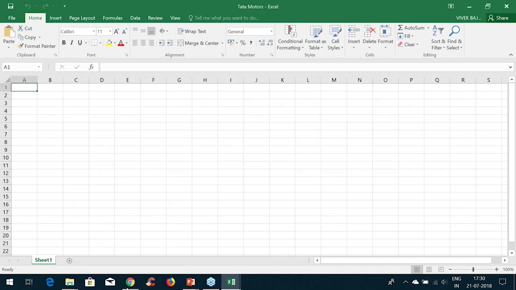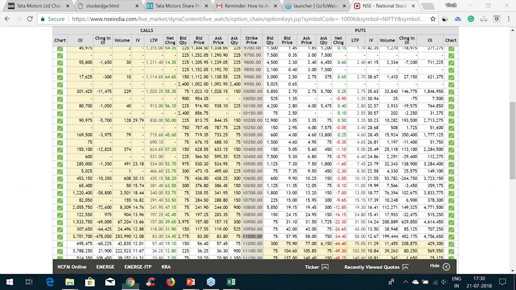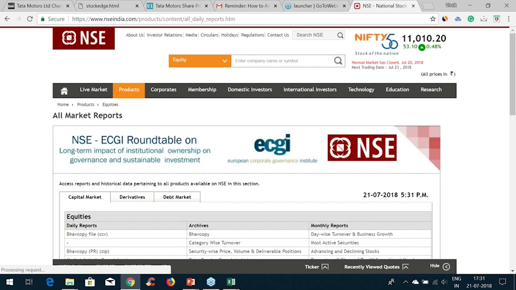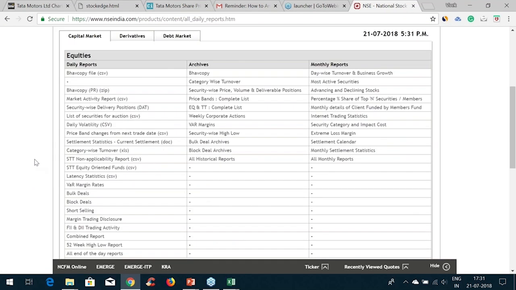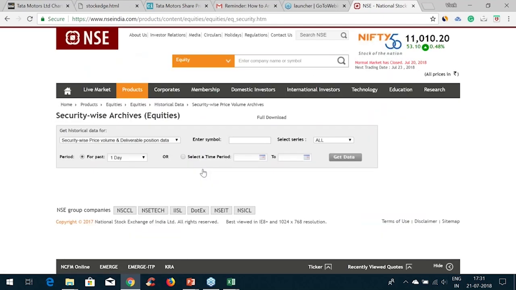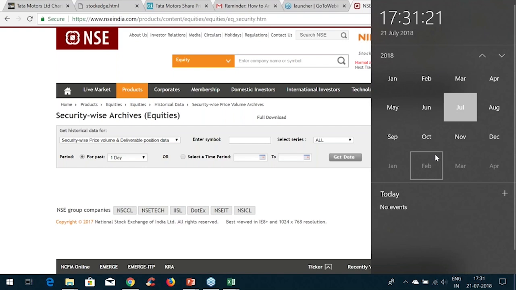So what I do is, I go to exchange website, I go to the historical data, okay, I go to all reports. Okay, in all reports, remember I told you that we have to look at security wise price volume data. Now say for example for Tata Motor, I want to do the research. I mean, you should have at least 4-5 month data if you want to see the kind of positions which are there in that stock.